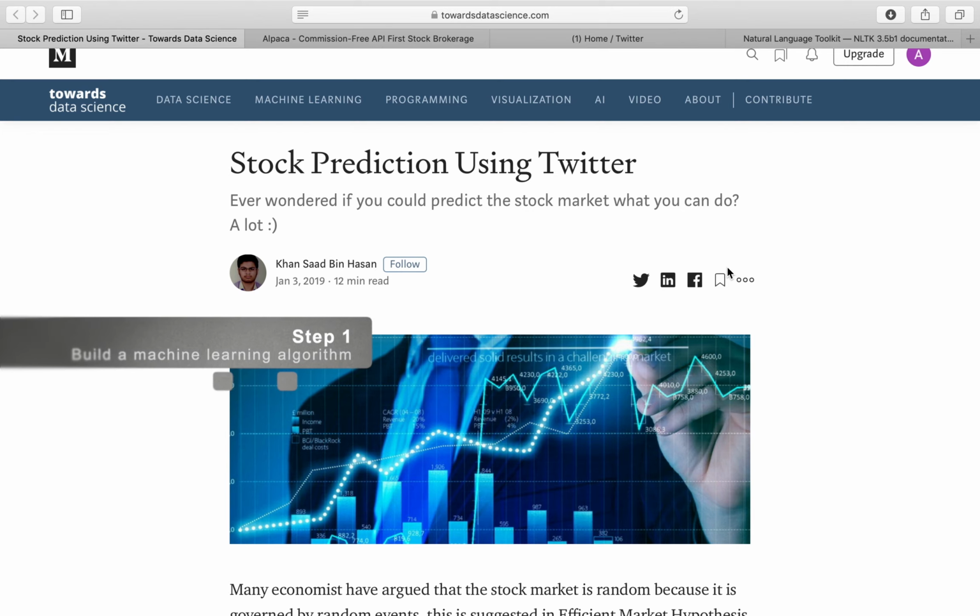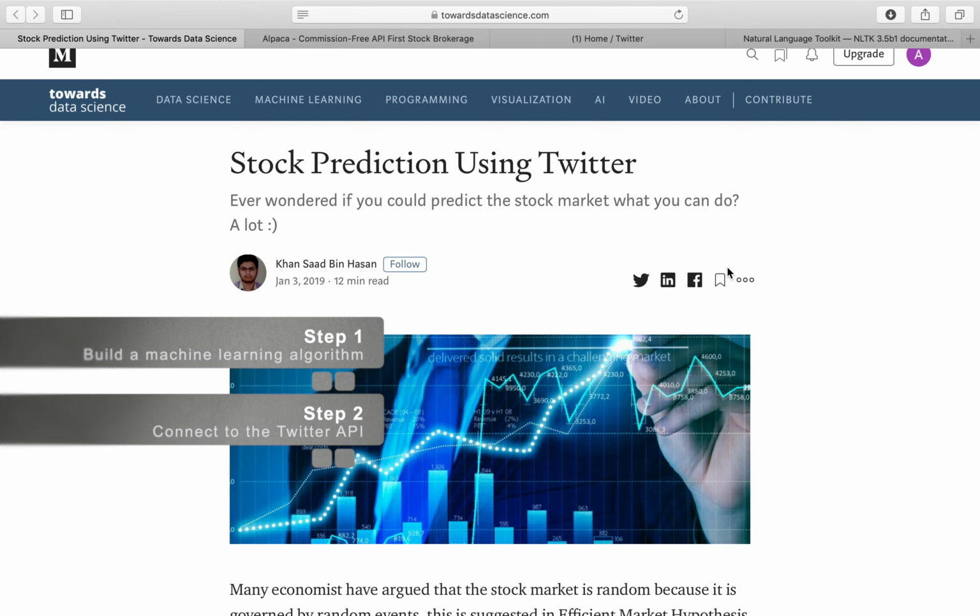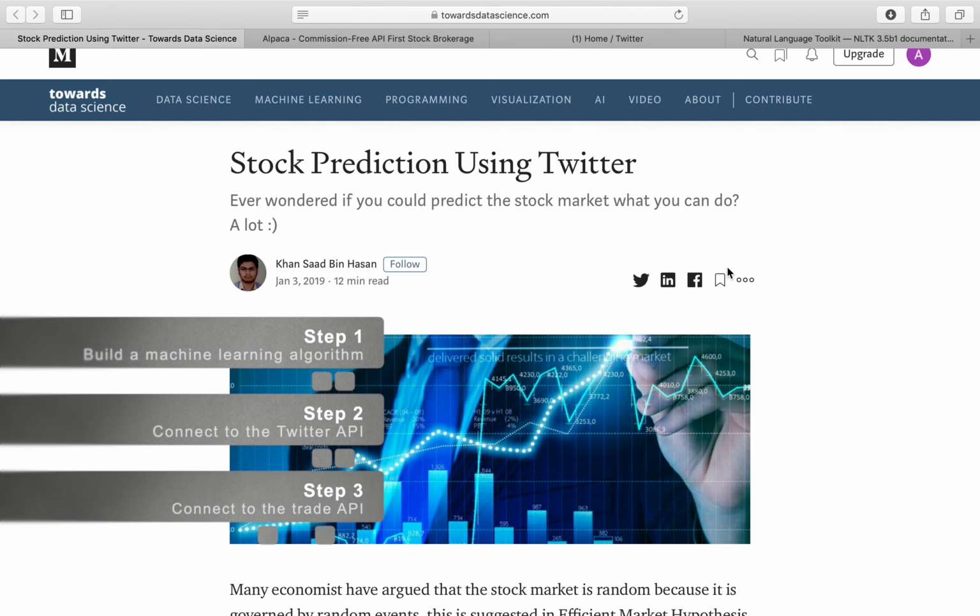First step is going to be to build a machine learning algorithm, which is going to determine if a tweet is negative or positive. The second step is going to be to connect to the Twitter API so we can get our tweets. And then the third step is going to be to connect to the trading or the paper trading platform, which is called Alpaca.